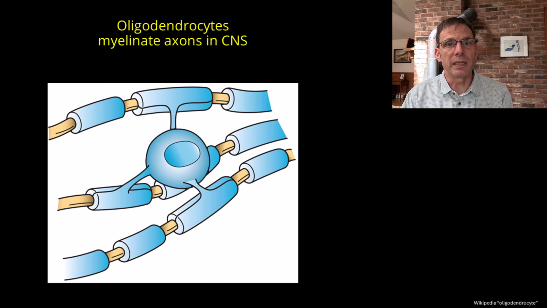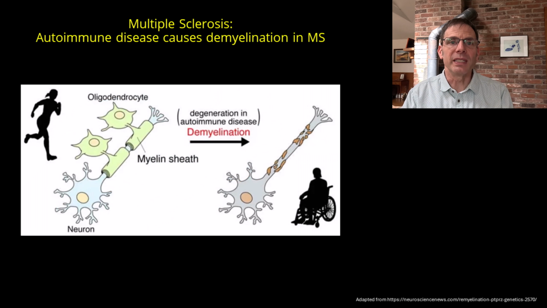There are two different types of cells that can myelinate axons. In the central nervous system, cells called oligodendrocytes can myelinate axons of several different neurons at once. Multiple sclerosis is a disease in which our immune system mistakenly attacks oligodendrocytes and myelin. This slows down action potentials and can lead to degradation of the axons. So that messes up normal signal transmission and processing in the central nervous system.